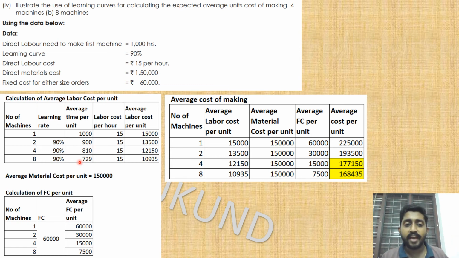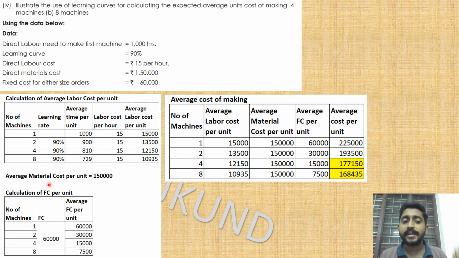Okay. Now we have calculated the labor cost per unit. These are all per unit. Per unit labor cost will fall down. If you are making 8 machines, one machine average cost will be only 10,935. If you are making only one machine, the cost is 15,000. So that's the beauty of the learning curve.